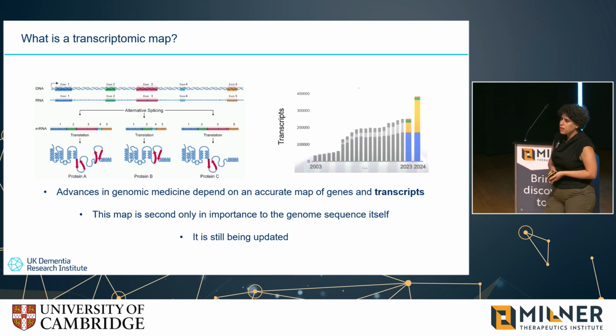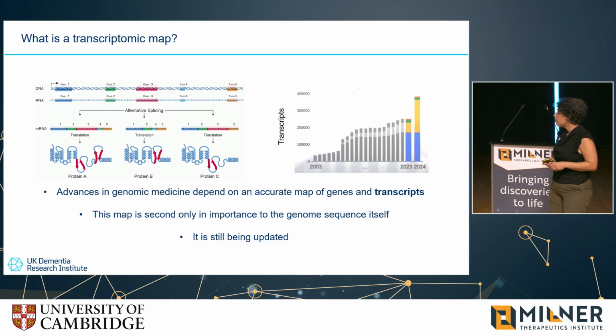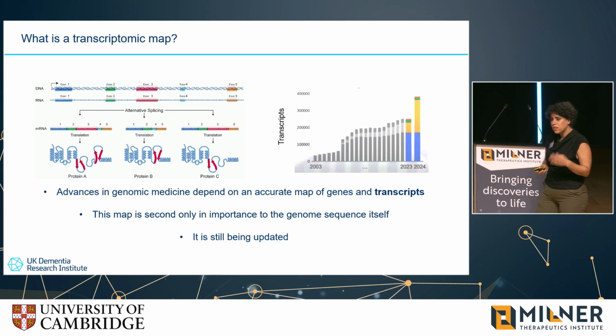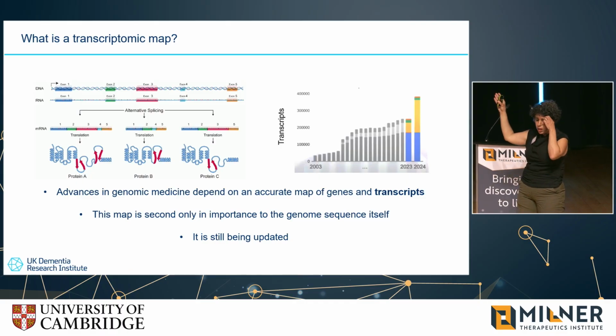And to make advances in genomic medicine, we don't just need an accurate map of genes. We need an accurate map of transcripts. And that map is only second in importance to the genomic map itself, and it's still being updated. As you're seeing on that plot, these are annotations going from 2003 to 2024, and they are changing.